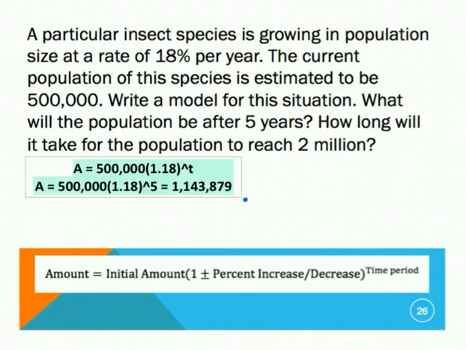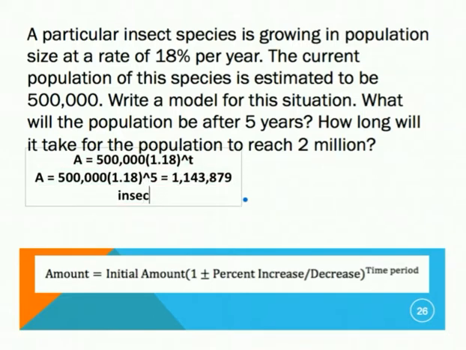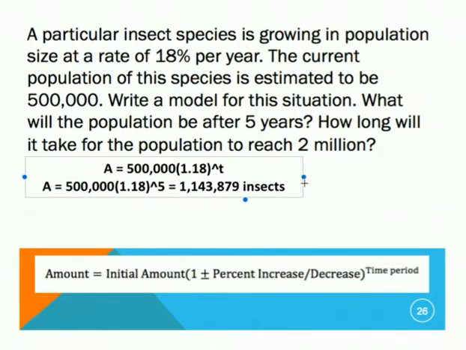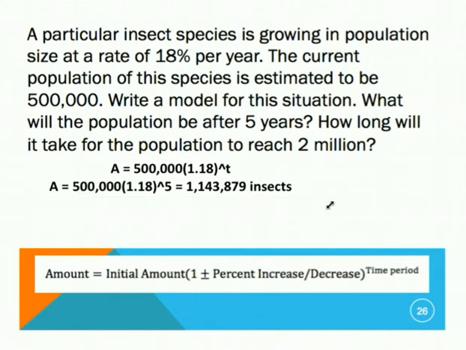So I could put a label if I wanted there of insects. That would be fine. I don't have to, but I could. So that would be the actual number of insects that I would have after 5 years. It has grown by quite a bit because I have such a large growth rate. So 18% is a really high rate, okay? So it's going to increase by quite a lot.